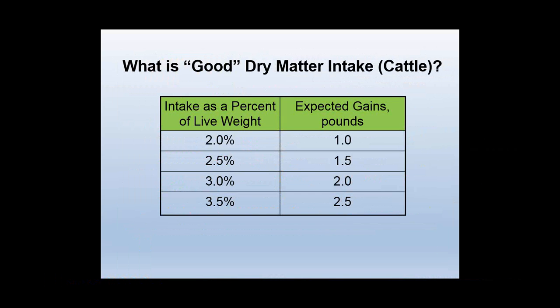So an example of good dry matter intake of cattle, these are some different expected gains in pounds of what we would expect at different live weight percentages. And we can find that for most animal classes. So the idea with dry matter intake is that more is better.